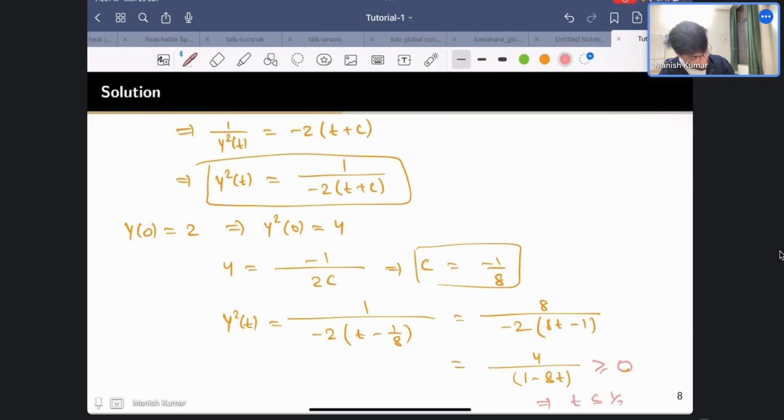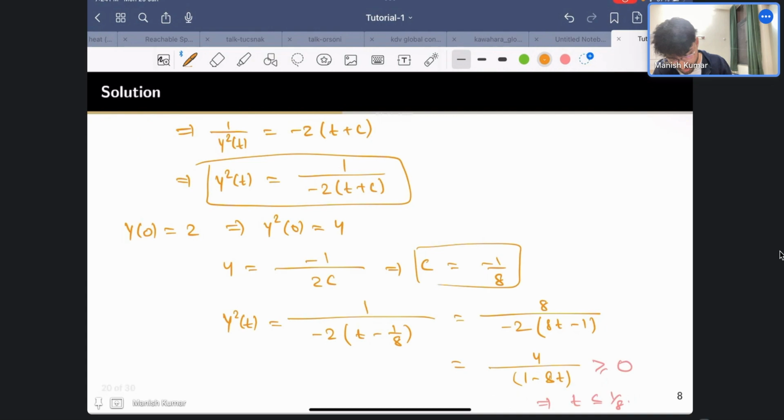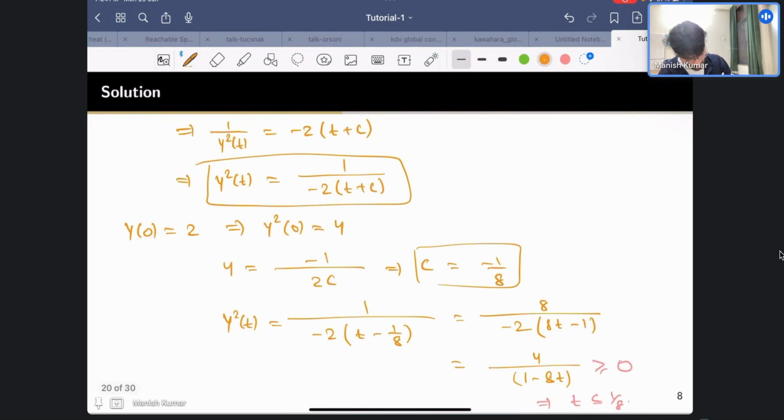Okay, so for t belonging to minus infinity to 1 by 8, this y square makes sense, right? This function y square is sensible. Okay, so first let me find the solution to be more precise. From here what you can say is that y of t is equal to 2 by root 1 minus 8t with plus minus sign.